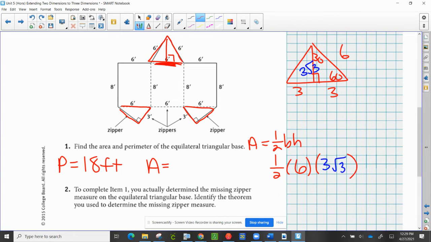Okay, so I kind of helped you guys set it up. Figure out what the area of that would be and leave it in terms of the radical. Okay, well, we should have got, well, 1/2 of 6 is 3. 3 times 3√3 would give us 9√3 feet squared would be our area.